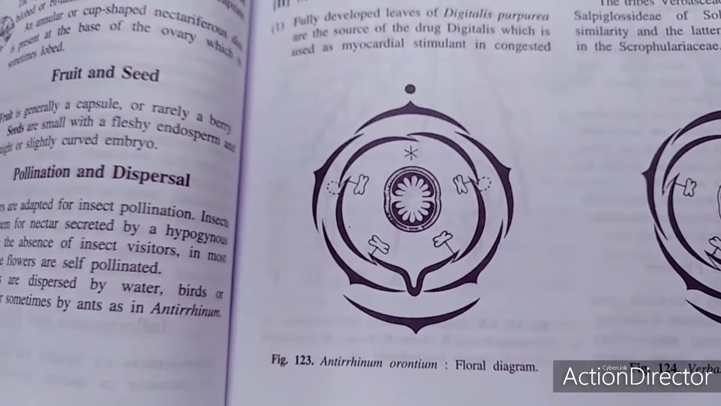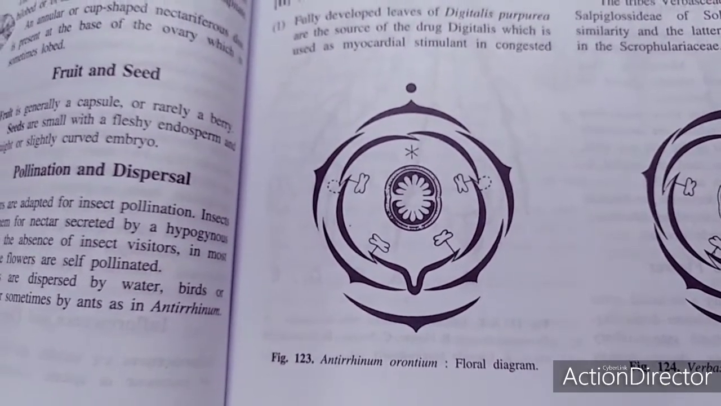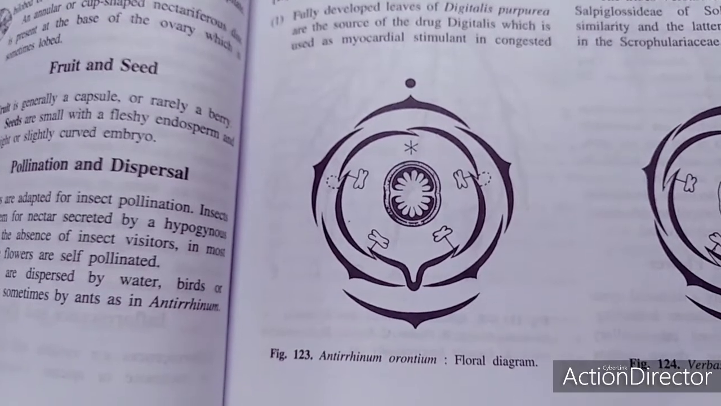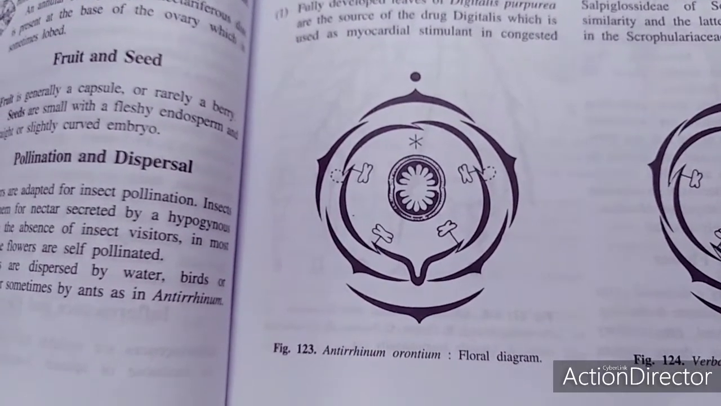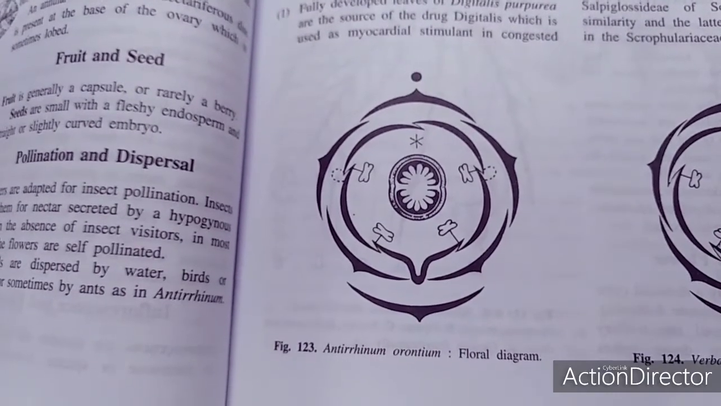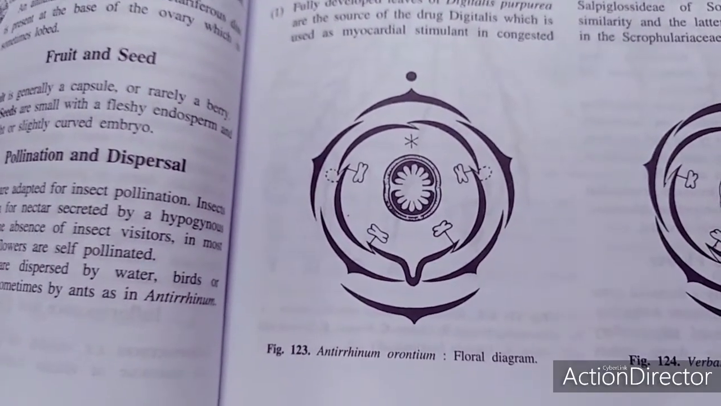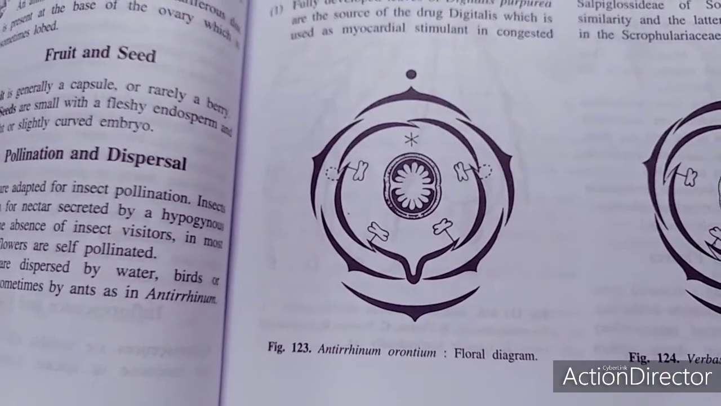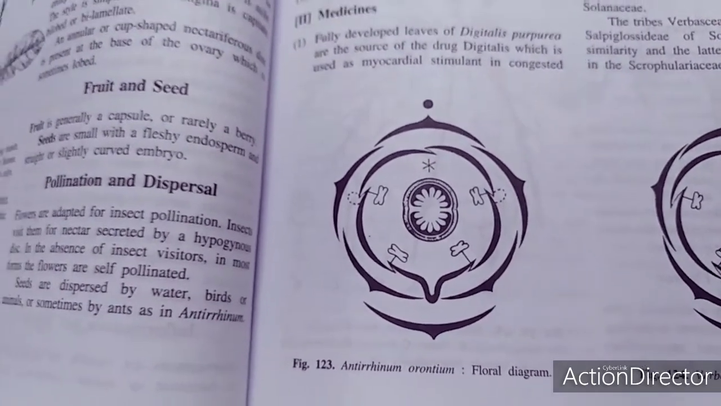The ovary is superior, 2-celled with anatropous ovules on axile placentation. The best examples are obviously Antirrhinum majus, Digitalis purpurea, and Picrorhiza kurroa. These are the best examples which help recognize the family we are calling the Scrophulariaceae family. Thank you very much.